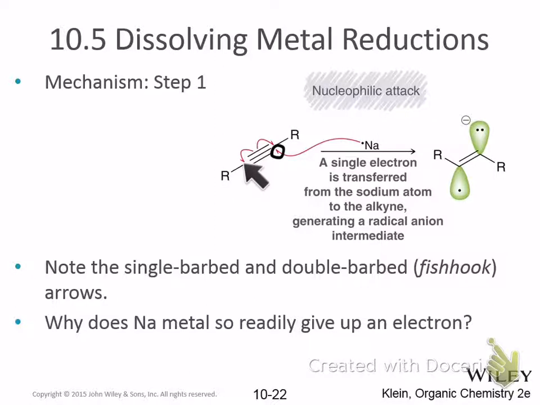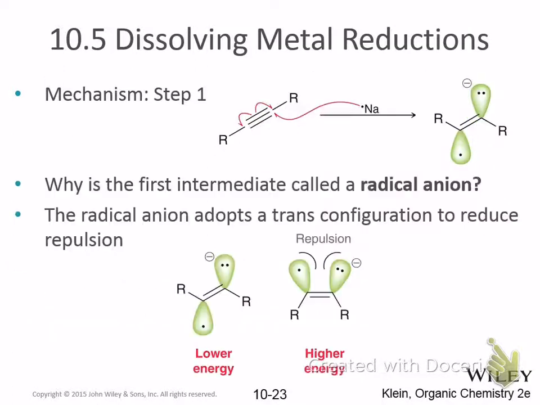The other electron goes to this other side because you can't have 3 electrons here, and so the electron's got to go somewhere, so it sits onto this carbon. Now, they call these fish hooks. Why do they call them fish hooks? Because they look like fish hooks. All right, and I guess I should ask this question: why does sodium metal so readily give up an electron? It gives up one because it only has one, and it gives it up because it's more stable as the cation.